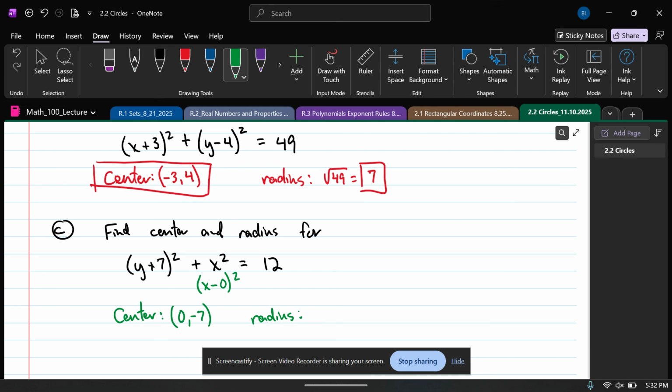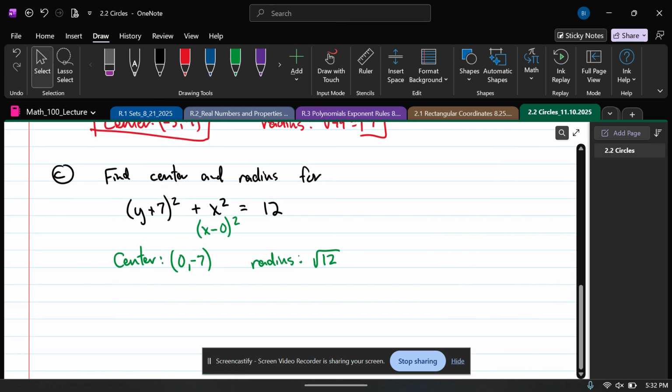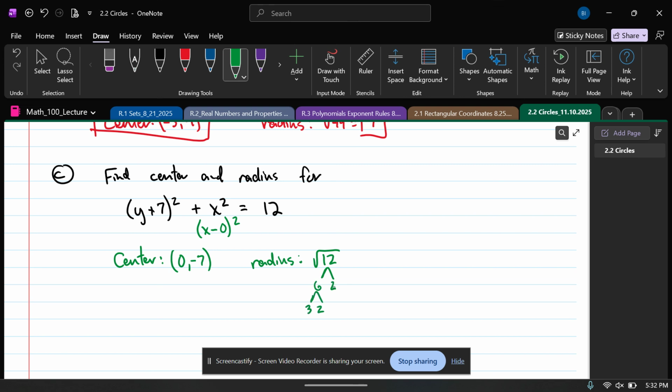we got a 12 there. 12 is not a perfect square, I know that. So we got to break down that 12. What multiplies to be 12? 6 and 2, and then 3 and 2, and there's a pair of 2s. So what's going to come outside? 2, and then 3 is going to stay in. So 2 radical 3 is the simplified version for the radius.